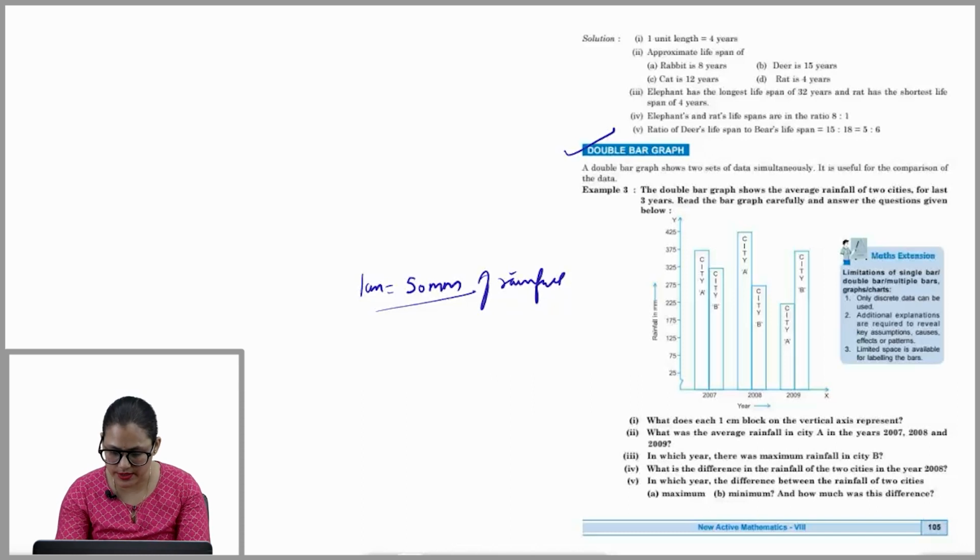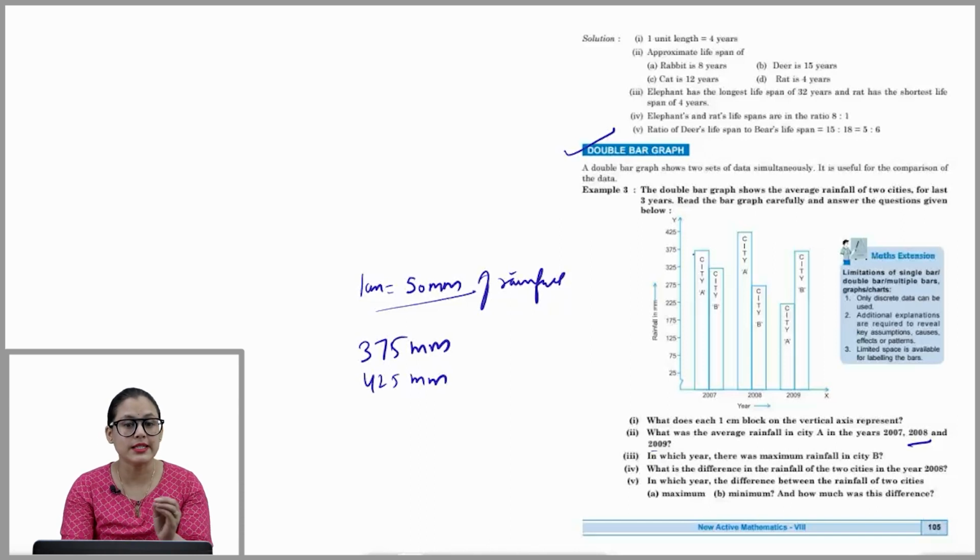Okay, 2007 is 375 millimeter. Then 2008, okay, we are talking about just city A. In 2008 it is 425, and in 2009 it is how much? City A, this is 225 millimeter.